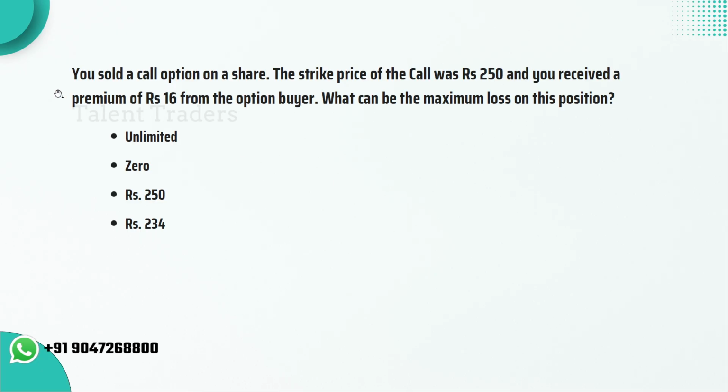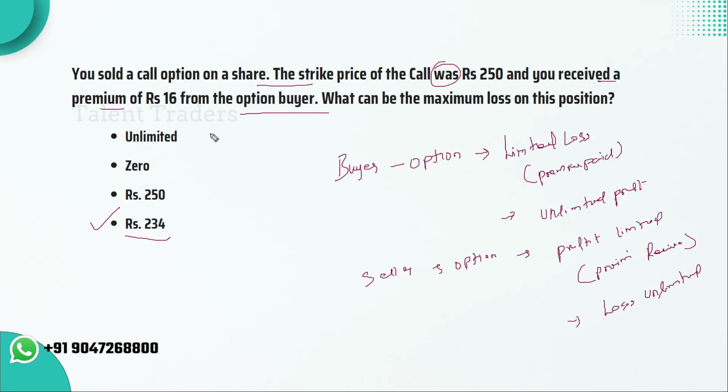And the third one, you sold a call option. The strike price is the same as in your last example. You sold a call option, strike price 250, and you received a premium of 16. What would be the maximum loss on the purchase? The same logic you can apply.